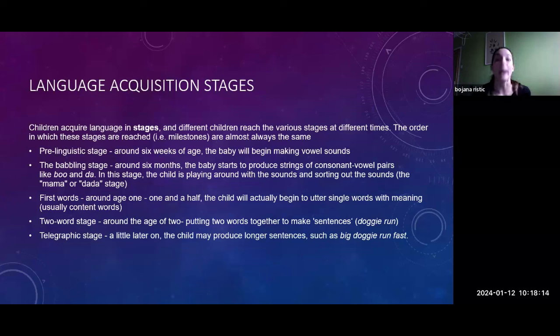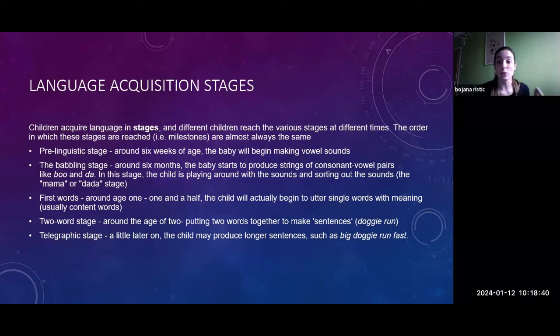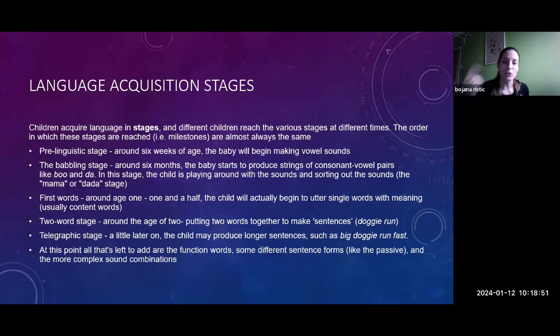Something like big doggy run fast, right? And stuff like that. At this point, the child is still using things that are relatively easy to pronounce, but then the child will later, like at 2 or 3, start pronouncing consonant clusters such as in street more and more, right? By this point, the child has mostly used what we call content words, so the words that have some kind of concept behind them, such as doggy, which is a noun, run, which is a verb, etc. But then the child will start using things like articles, function words, auxiliaries, and more complex forms, such as the passive or past tense. This will happen afterwards, along with the more complex sound combinations, as I said.